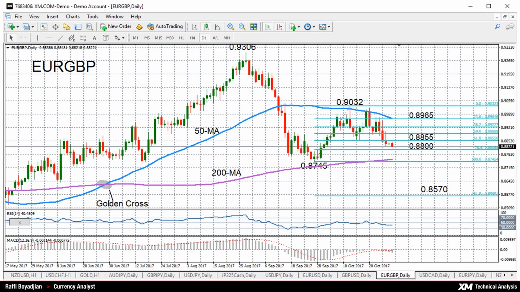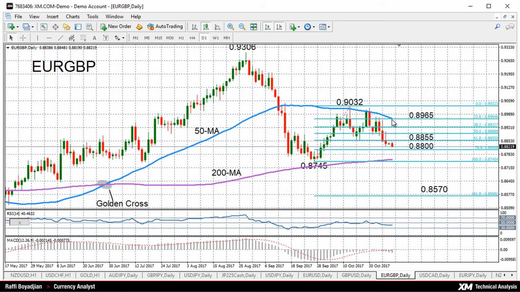But it's obviously a bearish outlook that's not too strong at the moment. There is room for an upside reversal. Immediate resistance should come at 0.8855, which is a 61.8% Fibonacci, and then the next resistance to watch is the 0.8965 level, the 23.6% Fibonacci, and also that's where the 50-day moving average is at the moment.